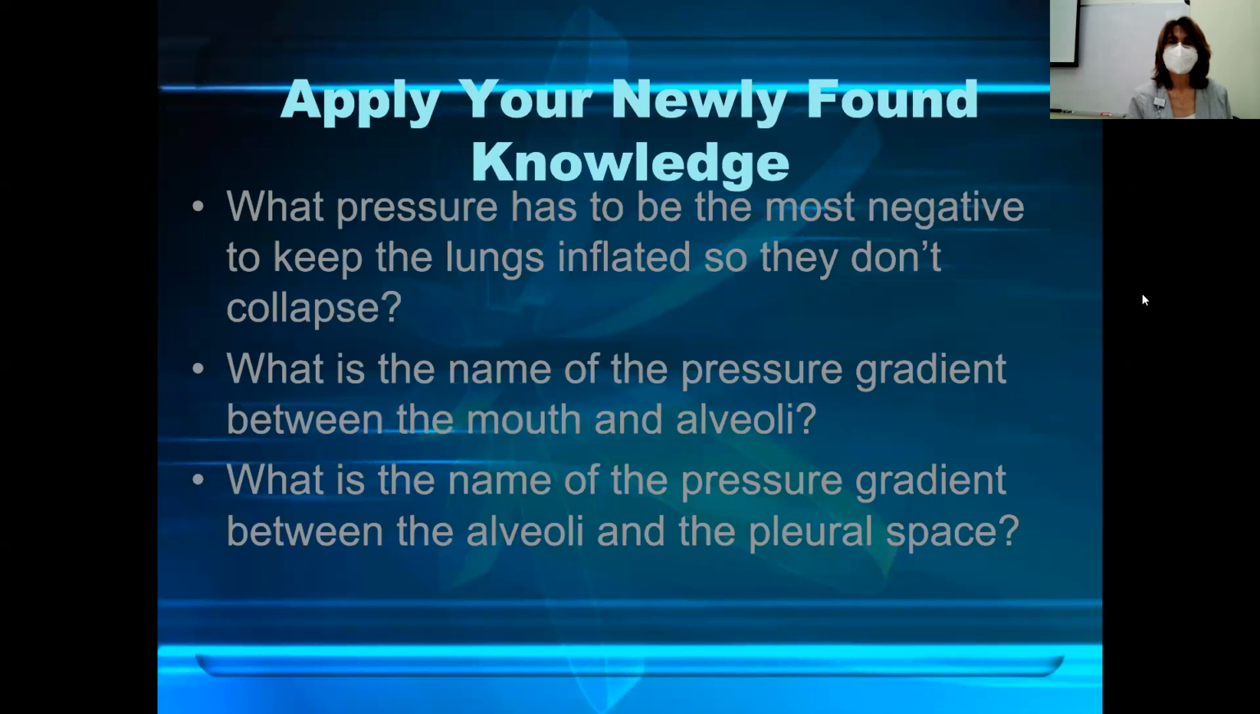All right, very good, guys. What is the name of the pressure gradient between the mouth and the alveoli? Very good. Trans-airway pressure. So trans is like across. So trans-airway would be across the conducting airways. I'm trying to help you have a way of remembering the word trans-airway. So just think you're like flying through the conducting airways from the mouth to the alveoli. How is that? Give you a little picture in your mind.